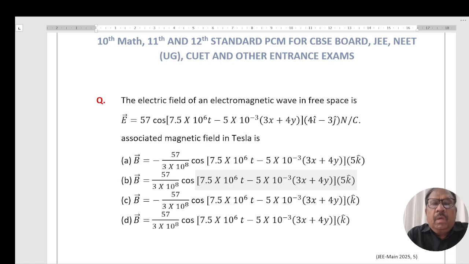Question: the electric field of an electromagnetic wave in free space is E equal to 57 cos of omega t minus k x into a unit vector. The unit vector in the direction of the associated magnetic field is. 4 options are given, one of the options is correct.